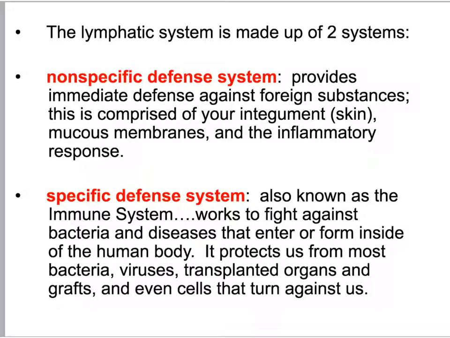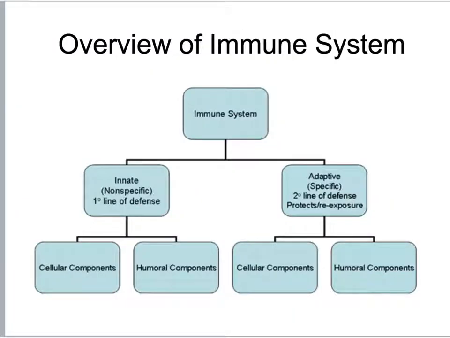true lymphatic system. This works to fight against bacteria, viruses, diseases that enter or form inside the human body. It protects us from these things, and that includes transplanted organs, grafts, and even cells that turn against us. This is an overview of the lymphatic or immune system. We have the innate or nonspecific system, which has cellular components and humoral components, and then we have the adaptive or specific defense system that has cellular components and humoral components.